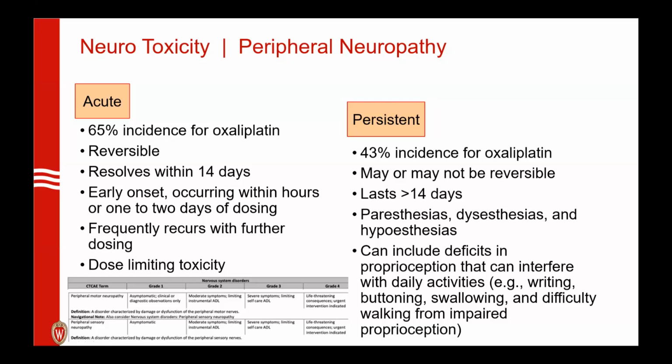So generally, the biggest part of that is the paresthesia, dysesthesia, and hypoesthesia. And a lot of people just think it's fingers and toes, but it's really other areas as well: Achilles heels, elbows. So walking downstairs can be a real balancing act for these patients. And so writing, buttoning, swallowing, difficulty walking can all be affected by these adverse effects.